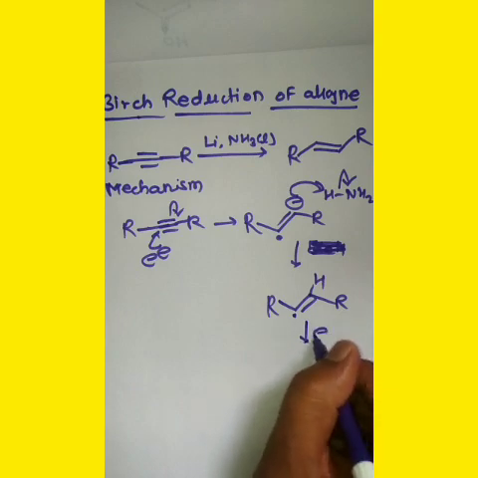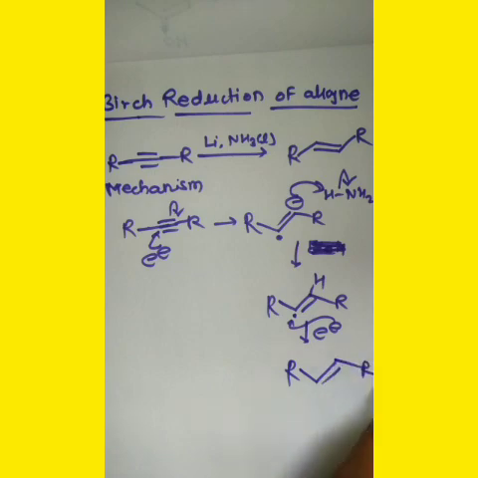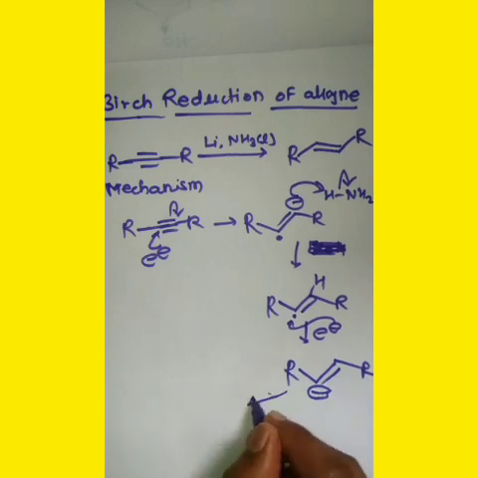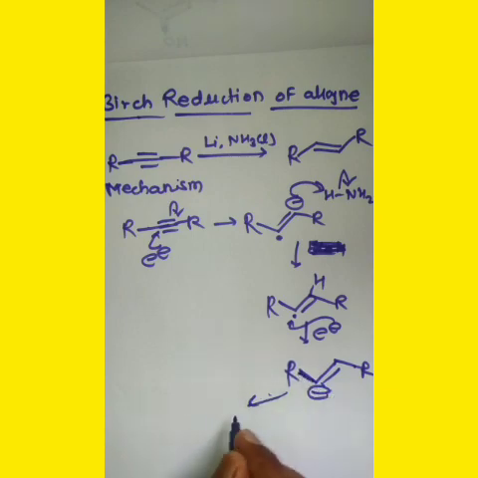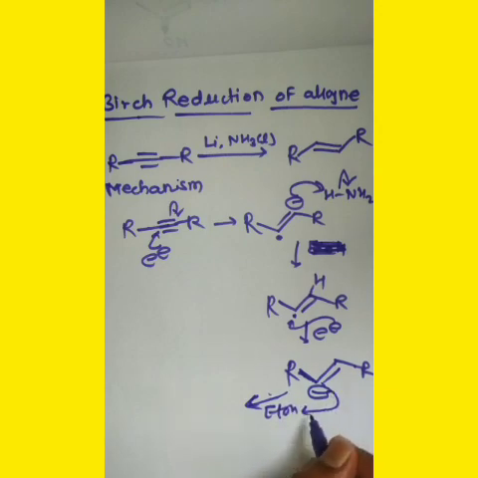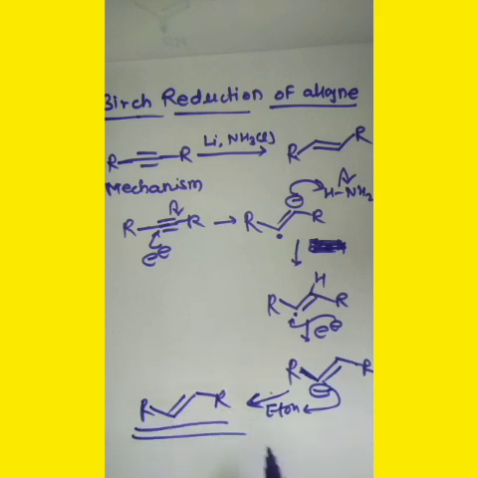Again solvated electrons add to this position and we get a vinyl anion. This is unstable in the cis position, so it moves towards the trans position like this one and gets stability. Again it abstracts a proton from the solvent and we get the trans product. So in the Birch reduction of alkynes, we always get the trans product or trans alkene.